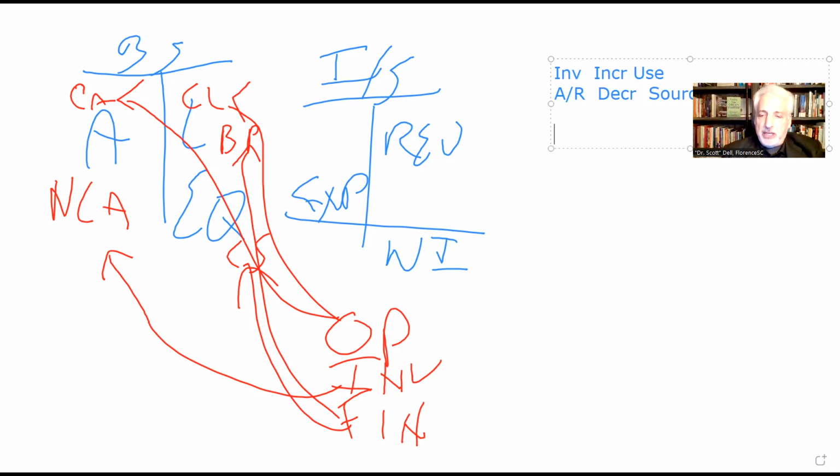How about something like accounts payable? Well, if I decrease my accounts payable, how do I decrease accounts payable? Oh, I write the check. Is that a source or use of funds? Well, that sounds like a use to me. How about if we have a notes payable, we issue a note, or let's go one step further. Let's do a bond payable.